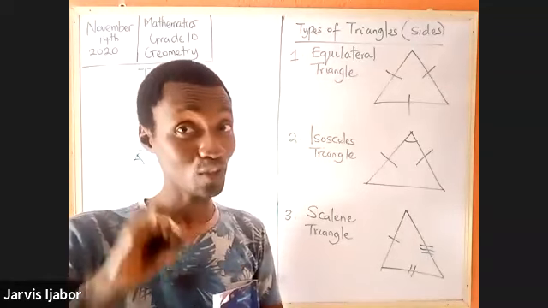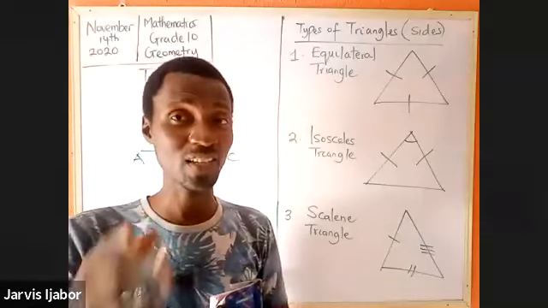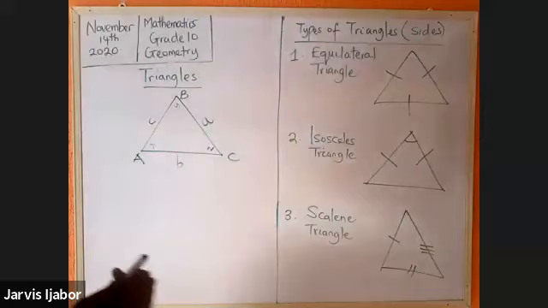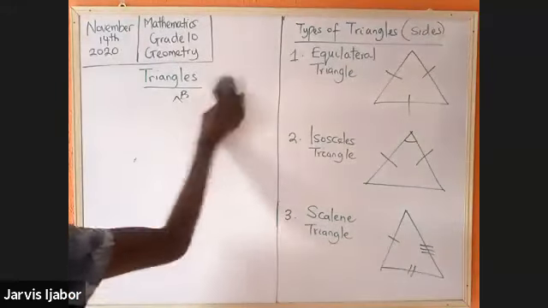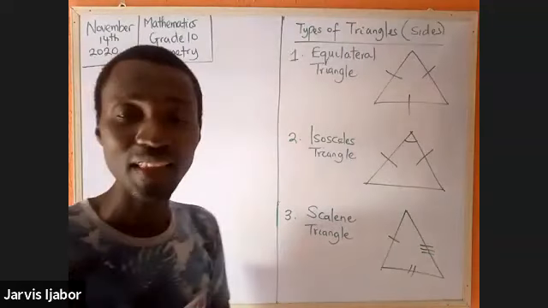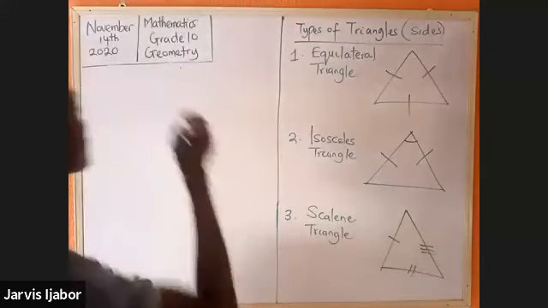I've just dropped an Easter egg: polygon. So if I were you, I'd go back and do my research and try to find out what a polygon is. All right. So we've looked at the types of triangles, taking into consideration their sides. Now let's look at types of triangle, taking into consideration their angles.